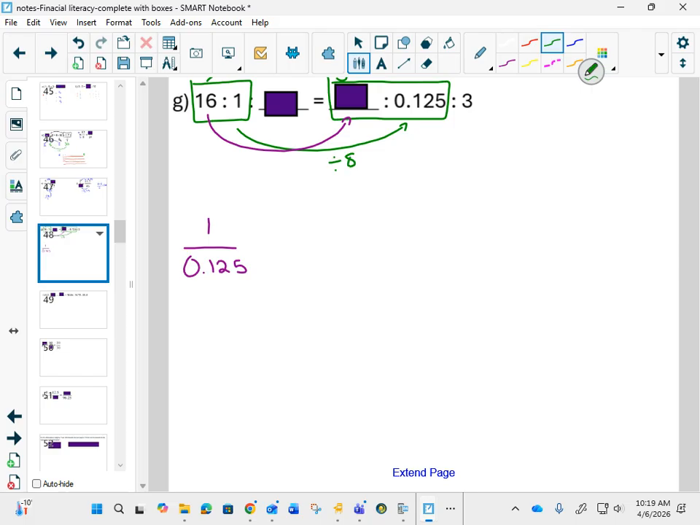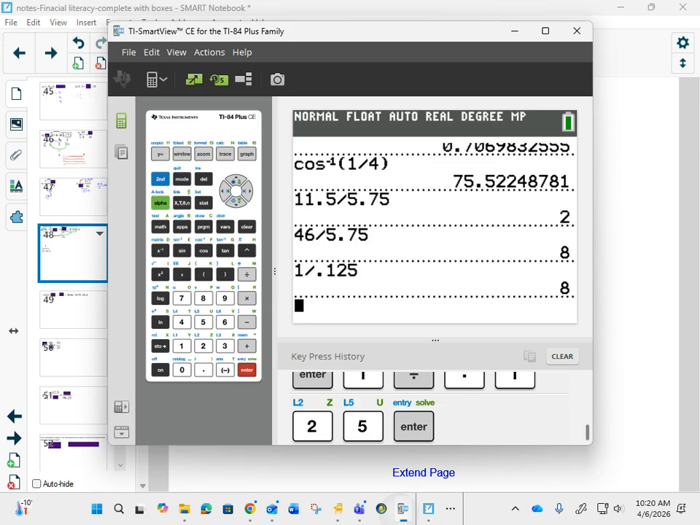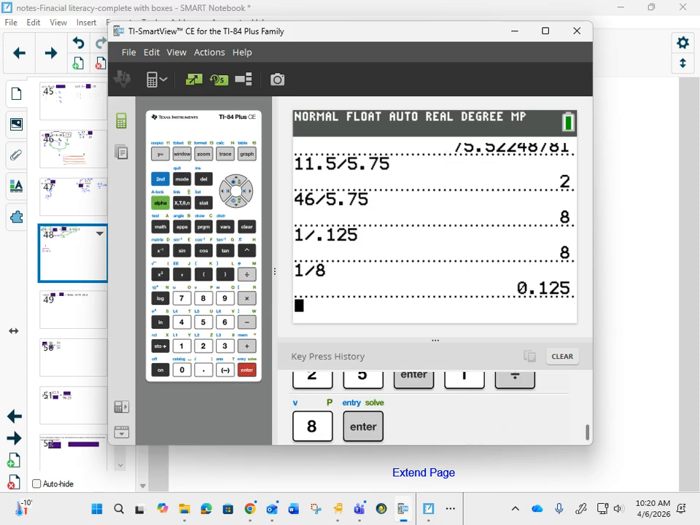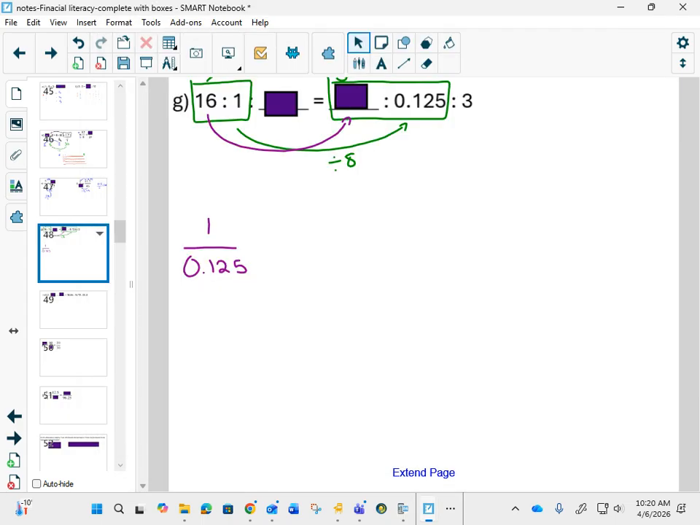I'm thinking I'm dividing by 8. I want to double check with my calculator. So I say, what is 1 divided by 8? Does it give me 0.125? It does. So I know that I am dividing by 8. So on the purple, I also need to divide by 8. What's that number going to be? 2. We got that number.